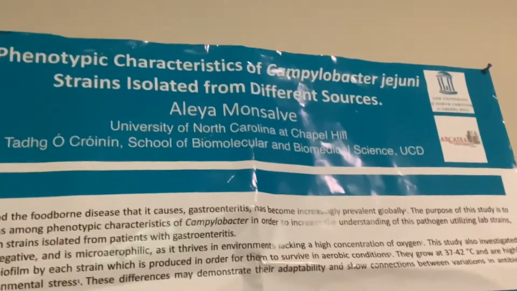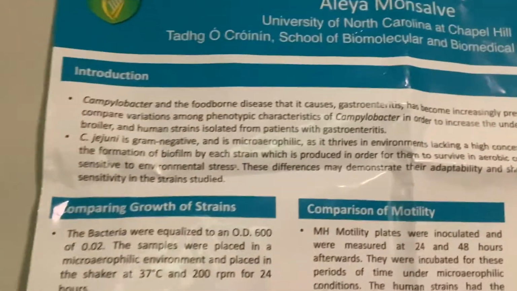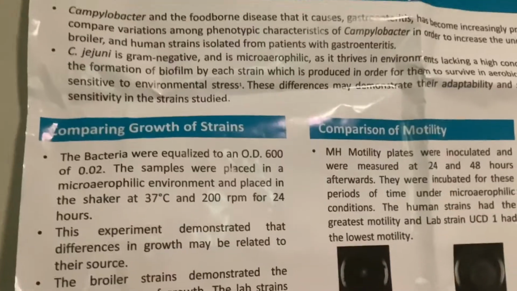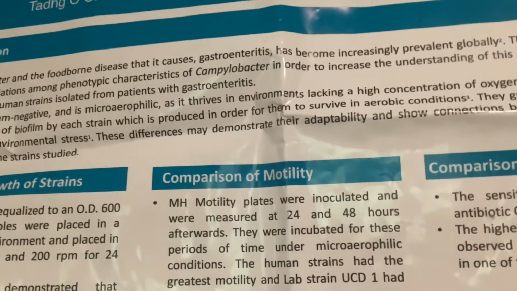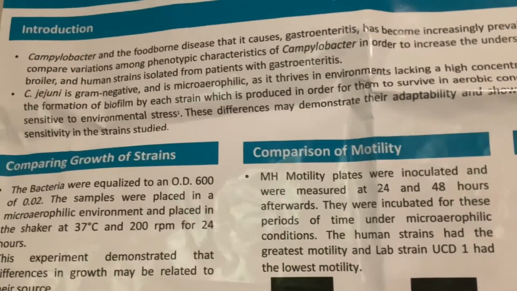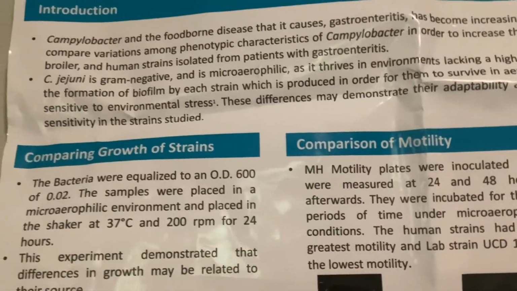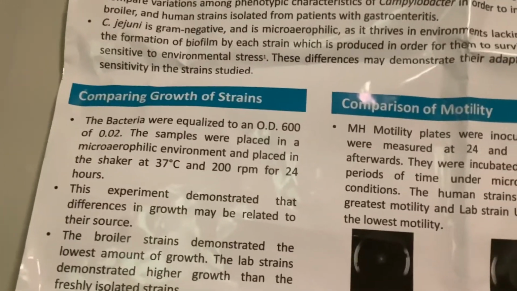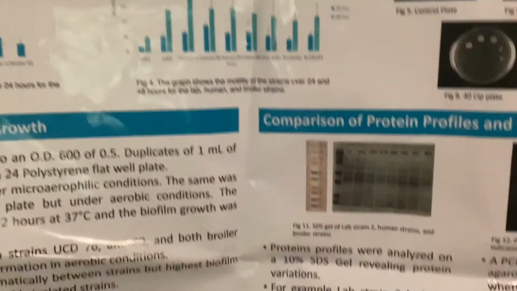Phenotypic characteristics of Campylobacter jejuni strains isolated from different sources. Okay, so in the introduction, I explain that Campylobacter is a foodborne disease that causes gastroenteritis, and it's becoming more and more prevalent across the globe. And that I'm mainly looking for variations in the growth, the motility, which I'll explain later, the antibiotic resistance, its formation of biofilm, and differences in proteins.